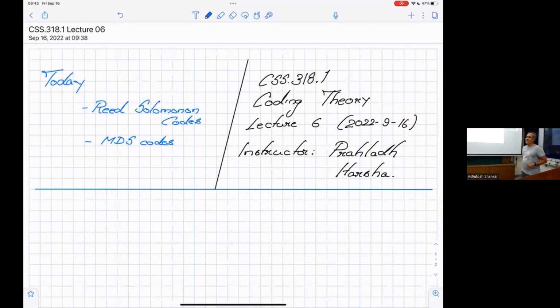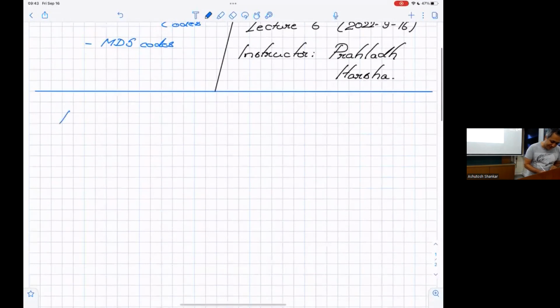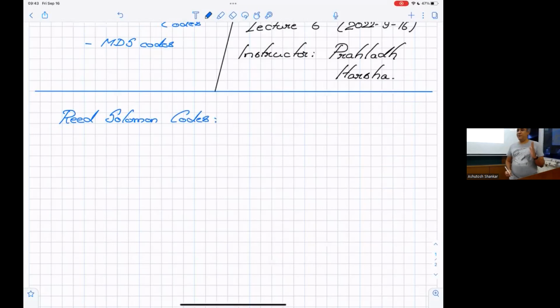Yeah. Let's get to Reed-Solomon codes. What are Reed-Solomon codes? In their case, there's always an underlying field, a finite field. So think of F as some finite field. I'll first define the object, talk about what the Reed-Solomon codes are, and then we'll go to some operations with finite fields.